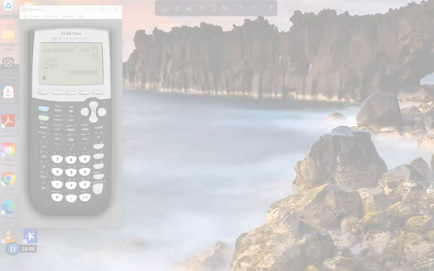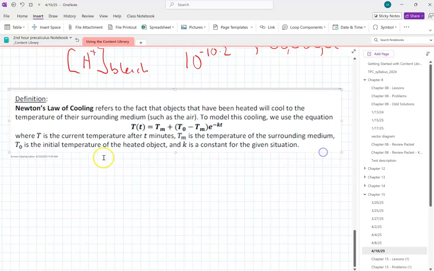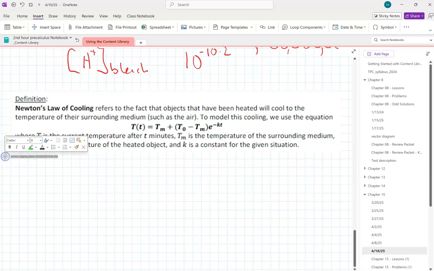The last thing we're going to talk about is called Newton's law of cooling. So when you decide to get a job as like a medieval blacksmith for the summer, this will become particularly helpful to you. So Newton's law of cooling describes how objects that have been heated up cool down.